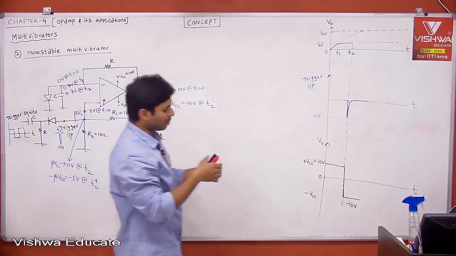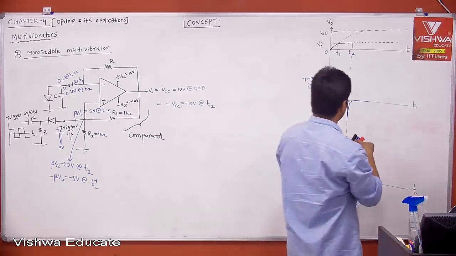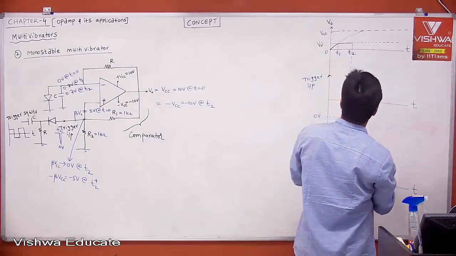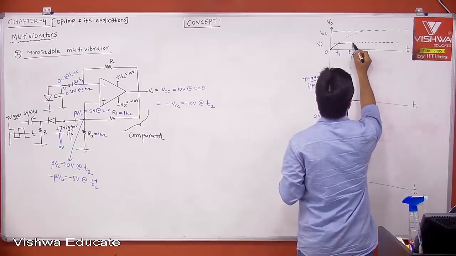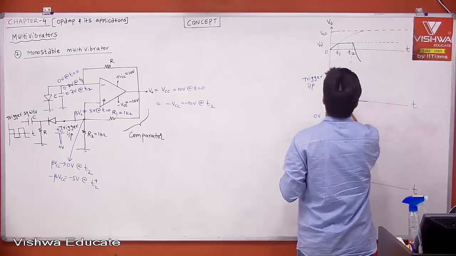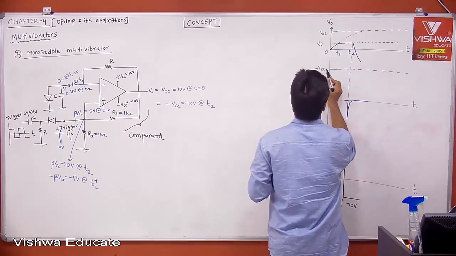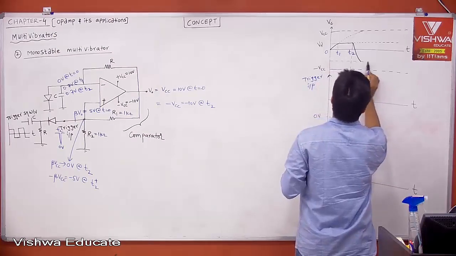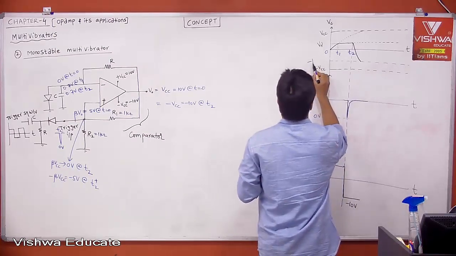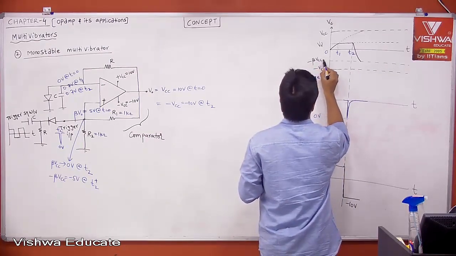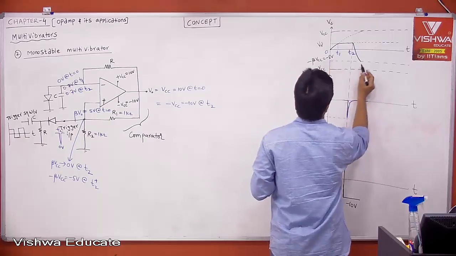Then you know what will happen? Your capacitor is trying to charge to minus VCC. Let us say this is our minus VCC. But once it crosses minus beta VCC, which is minus 5 volt, then what will happen?